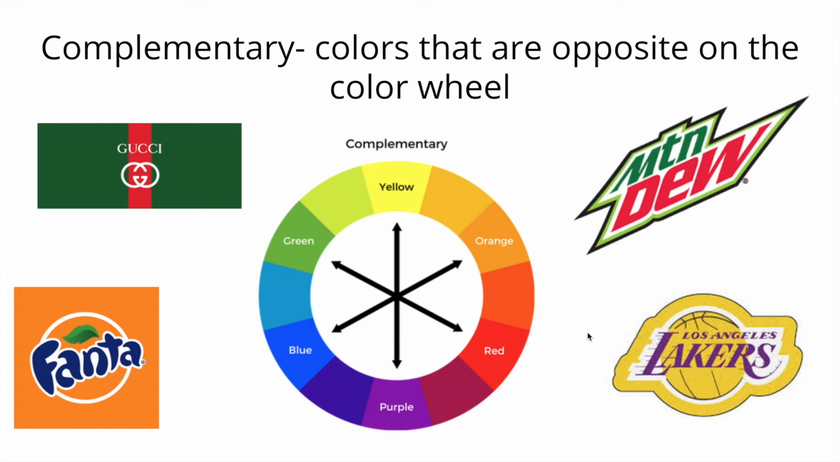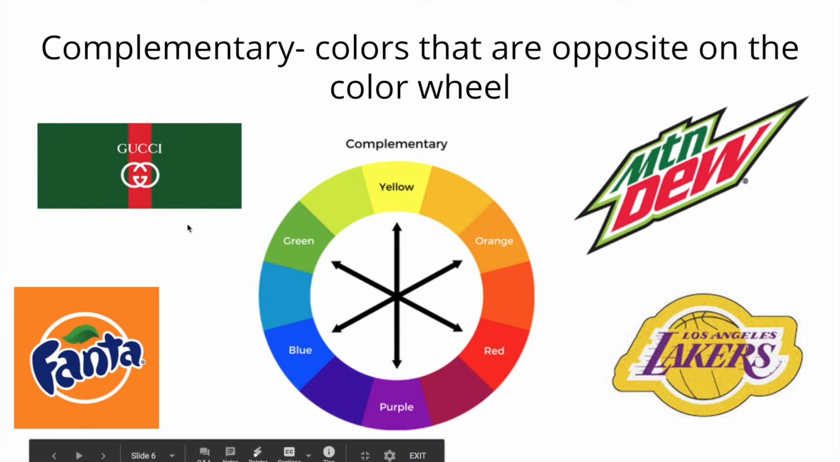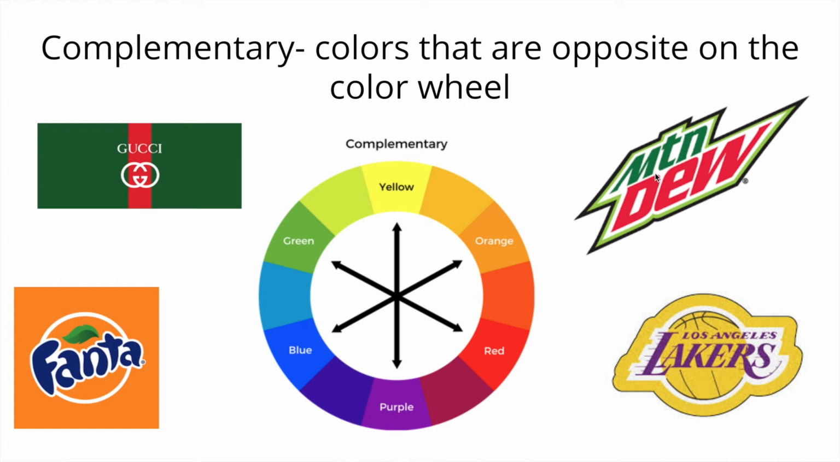Some sports teams like the Minnesota Vikings or the Los Angeles Lakers have purple and yellow. These colors are also opposite of each other on the color wheel, so that next to each other, they pop and stand out. Finally, red and green. I have some examples like the Gucci logo or the Mountain Dew logo. These colors really stand out, especially during the holiday season.